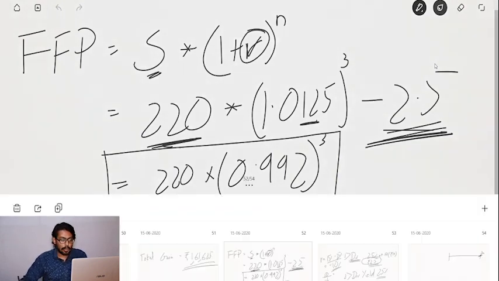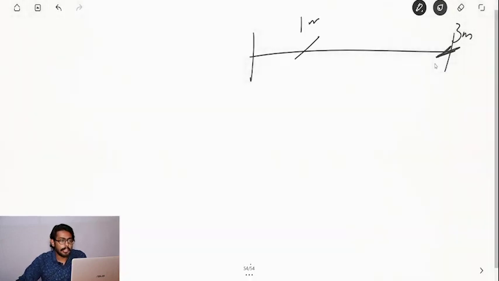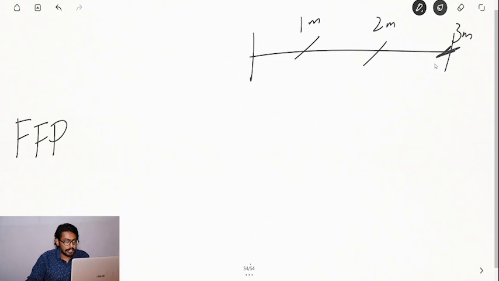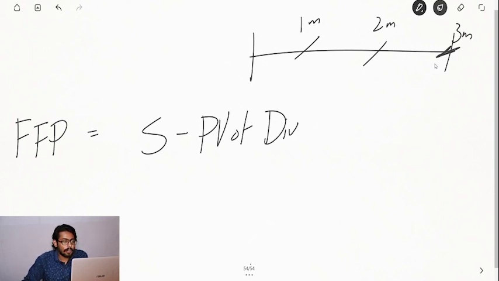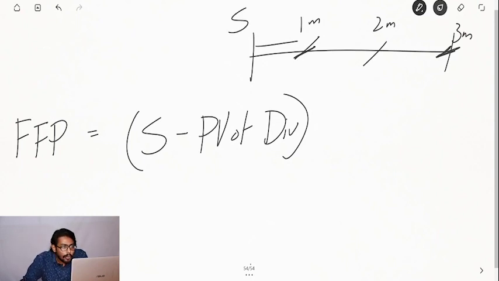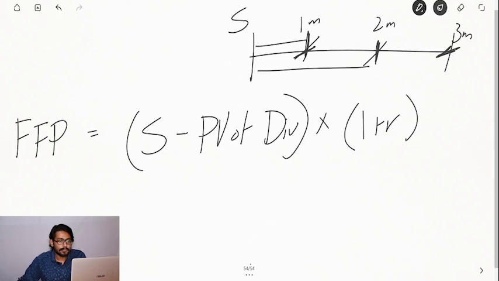That's a shortcut. Now, the real logic is, if dividend is paid at any other point, at 1 month or at 2 months or any other point in between, the fair future price is equal to spot price minus present value of dividend. From the spot price, remove the dividend, but you have to adjust for time value also. Spot price is today; after 1 month you are getting dividend, so discount that dividend for 1 month. If dividend was received after 2 months, discount it for 2 months. Spot price minus dividend divided by 1 plus r raised to n.